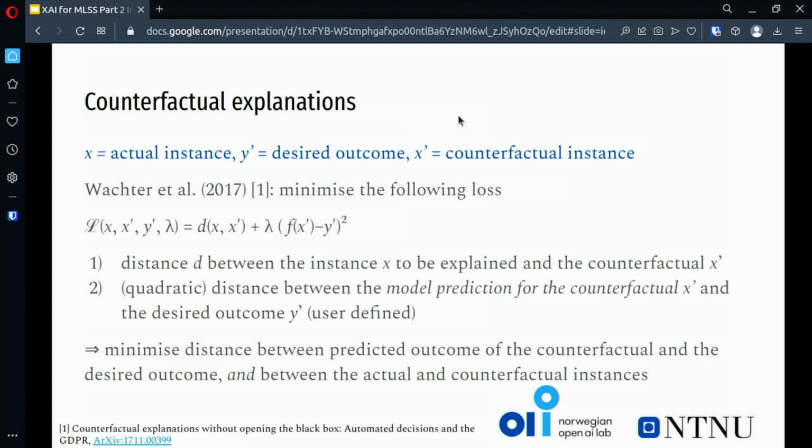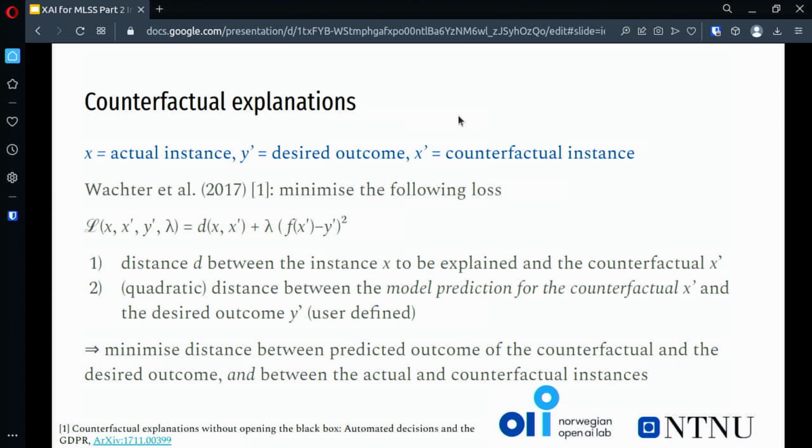So first, you have to make sure that the distance between the instance that actually went into the model, so the instance that you want to explain to somebody, and the counterfactual case, the other case that would change the outcome, is small. Okay, because you don't want to tell somebody that they have to make a huge change, right? So search kind of in the vicinity of the original instance.